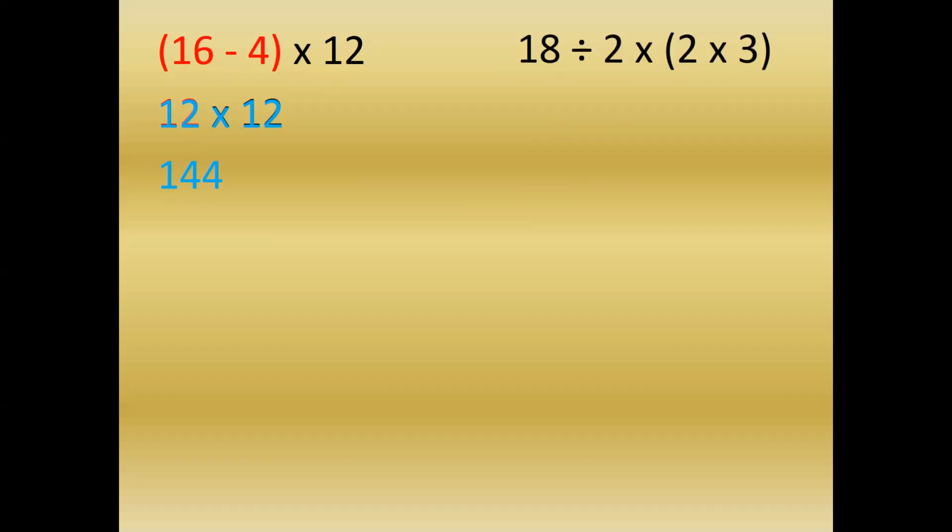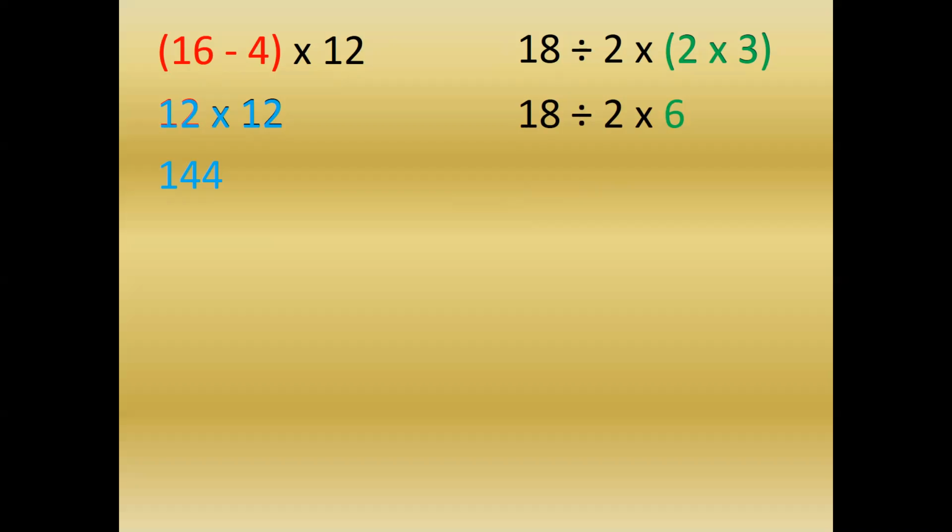All right, next one. This one's a little more complicated. Let's see if you guys can do this one without me telling you how to do it. So what is the very first step to our BDMAS? What does the B stand for? It stands for brackets. So that means we'd be doing 2 times 3 first. So what is 2 times 3? 6. So we do 18 divided by 2 times 6.